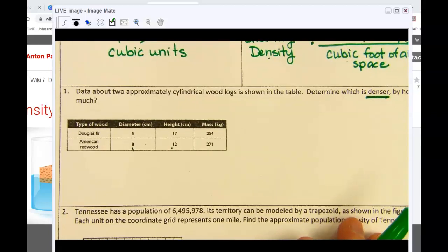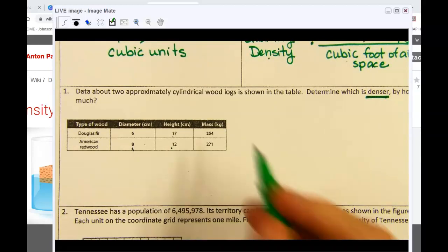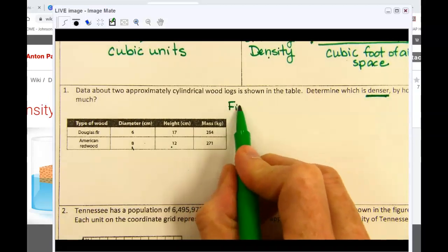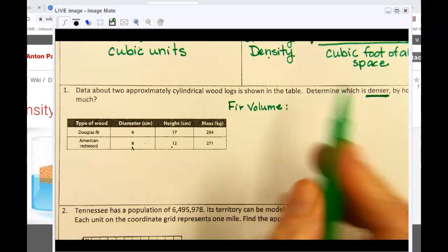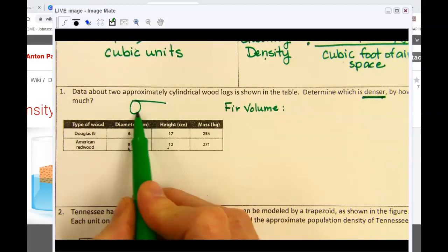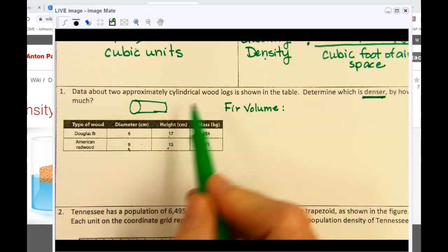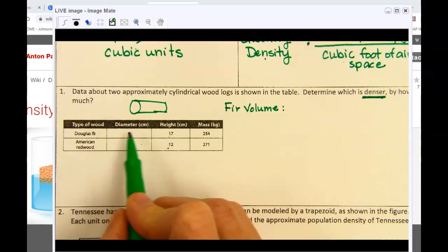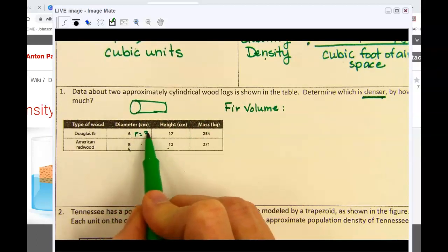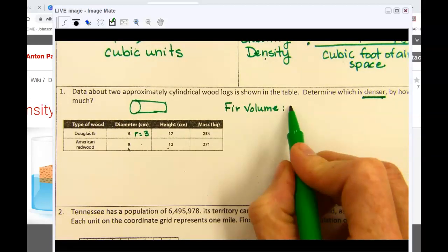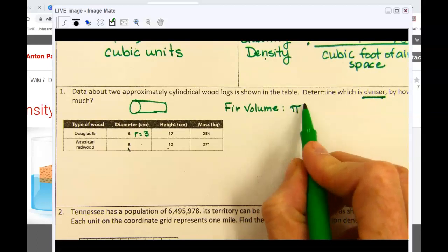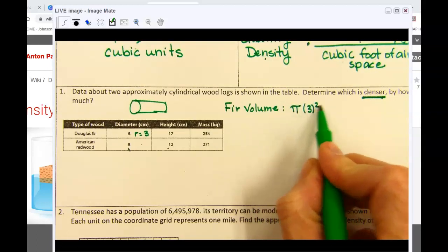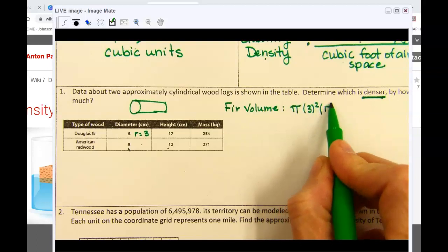So what we need to do is compare the two, okay, and we're going to calculate their density. So the first thing we need to do is find the fir volume. Remember, these are both cylinders, pieces of wood. If this diameter is 6, the radius is 3. So the fir volume of the cylinder would be base area, so pi radius squared times the height of 17.